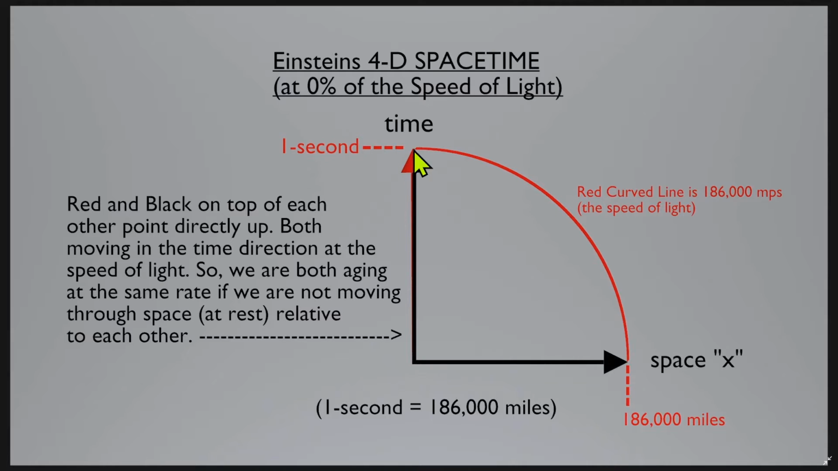So there's no real problem, I don't think, understanding that. It's pretty easy to see. And so we both age at the same rate. Our clocks both tick at the same rate. We're not moving through space at all relative to each other.